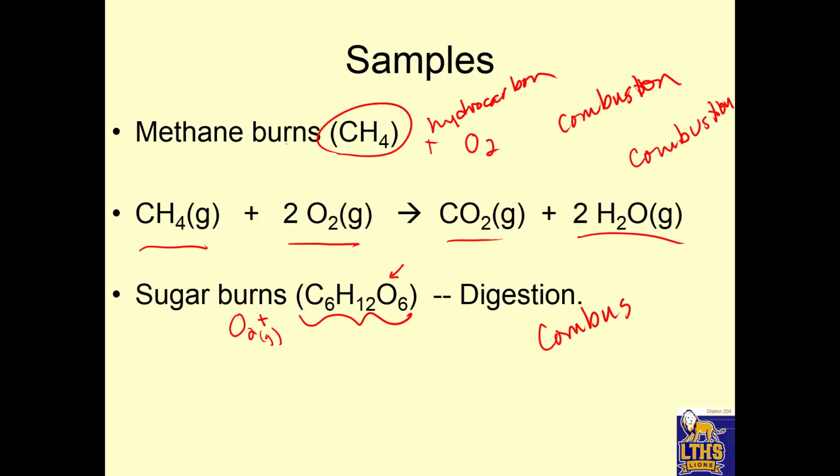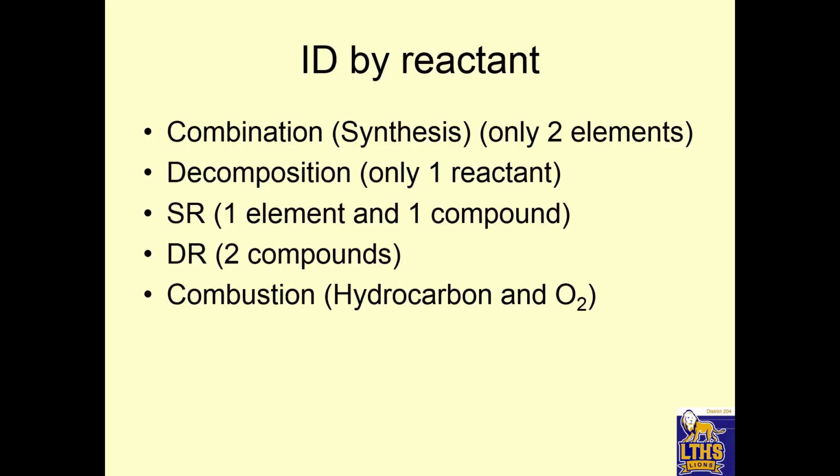Hey, you're probably doing that right now inside your body. Woo! Okay. So even if you don't know what the products are, since we're going to be predicting those, you should be able to recognize the five types of reaction. So combination, you're looking for two elements. Decomposition, one reactant. Single replacement, an element and a compound. Double replacement, two compounds. And combustion, hydrocarbon and oxygen.